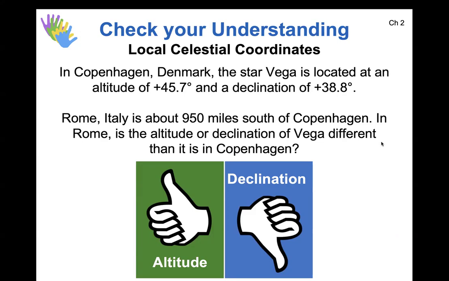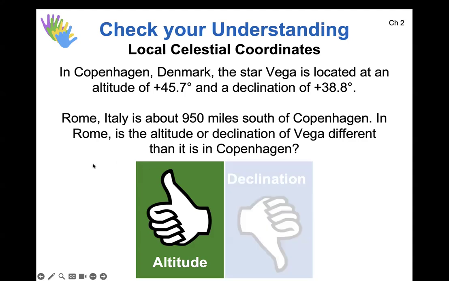Yep, the altitude would change. Good. Seems like everybody that ventured an answer, you're right. It would be different. But what about the declination? Because that is a fixed value. I know I just said it, but I'm glad you're paying attention. Stays the same. Excellent. Nice work. Okay. So altitude is the same, declination is not.